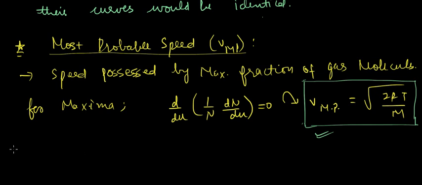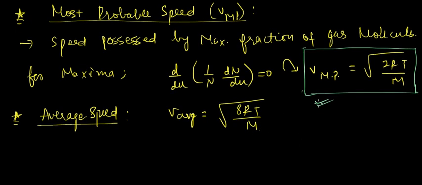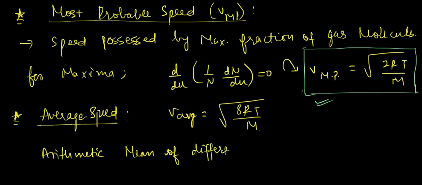Okay, next let us talk about average speed. So the average speed, or VAVG, would be equal to the square root of 8RT upon M. This is nothing but the arithmetic mean of different velocities possessed by gas molecules.